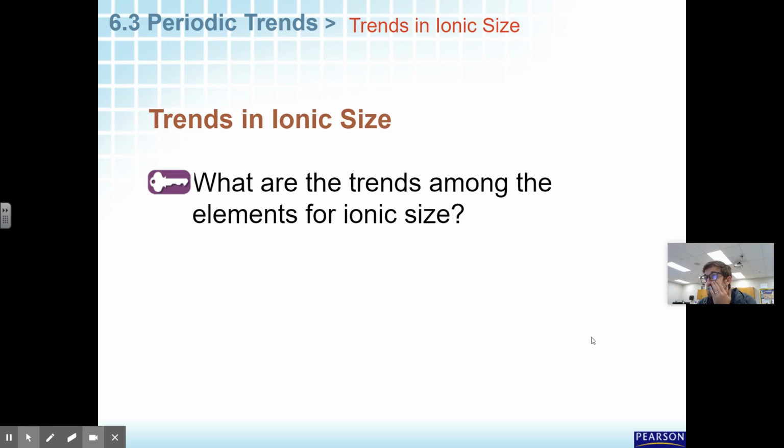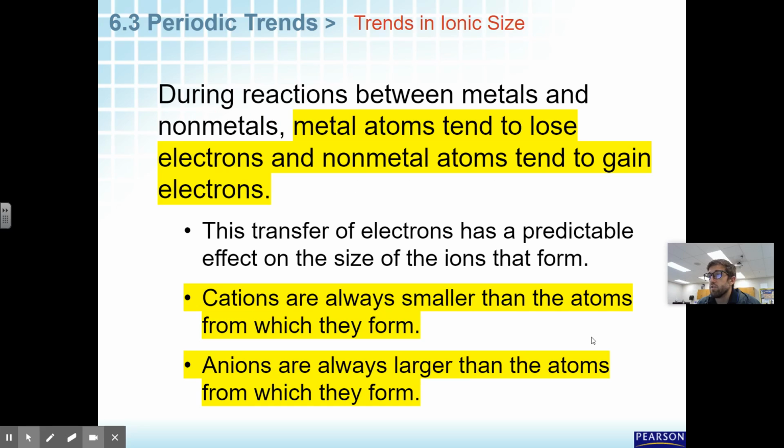The second one is the trend for ionic size, okay? So we talked about ions yesterday, right? And we mentioned that metal atoms tend to lose electrons and non-metal atoms tend to gain electrons. So the element sulfur is a non-metal. That means it's going to gain electrons. The element potassium is a metal. It's going to lose electrons, okay?